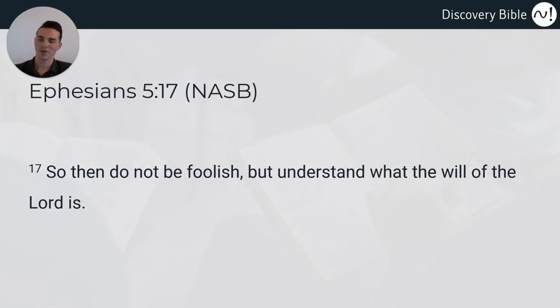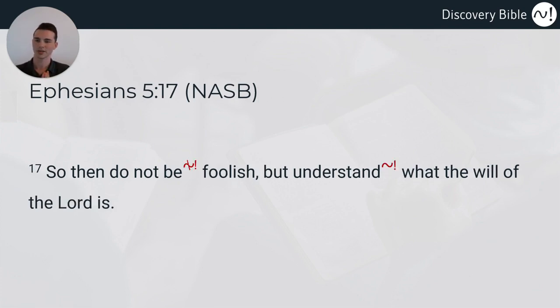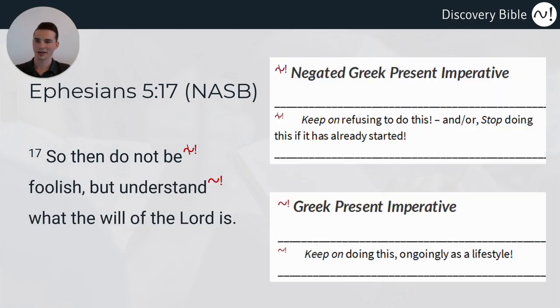So then we come to Ephesians 5:17, and instead of you having to learn how to read a Parsed Interlinear, if you're following along in the Discovery Bible, you'll see two different things about this verse. You'll see two symbols. On the word be, there's one symbol, and on the word understand, there's another symbol. This is how we communicate to you that the first is a negated present imperative, and the second is a present imperative. When you click on it in the software, you'll be given the definition and be able to apply it.